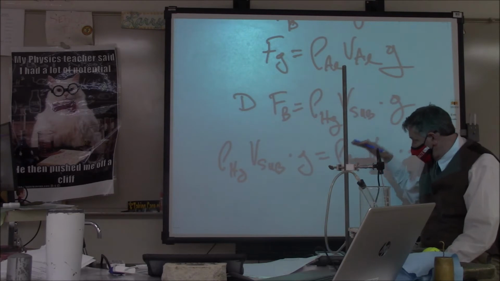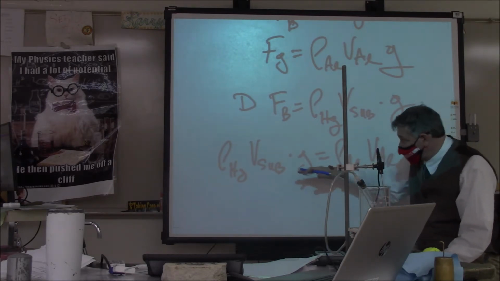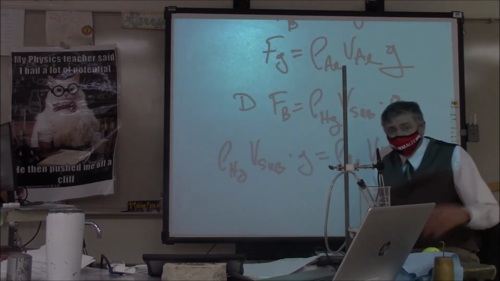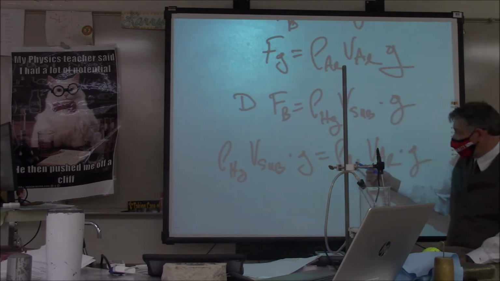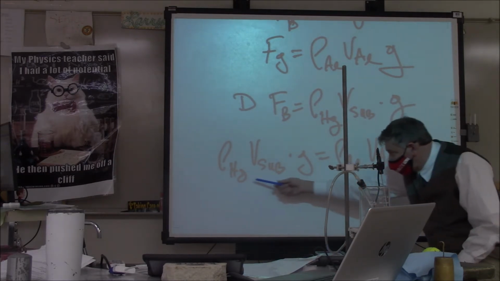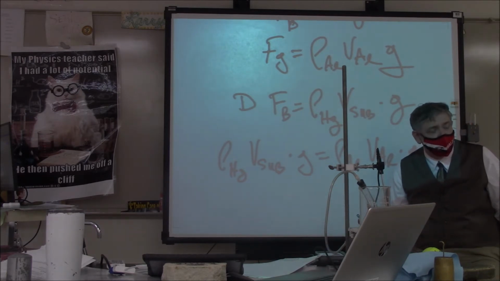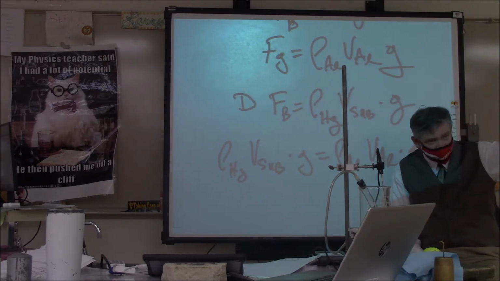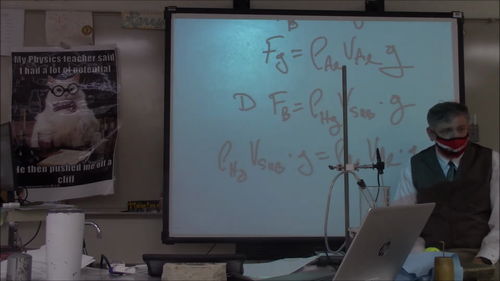So if you take the density of the aluminum divided by the density of the mercury, that's going to equal the volume that's submerged divided by the total volume, because you're just asking for a percentage anyway. So if you take the density of the aluminum divided by the density of mercury, and let's say you get 0.4, what that means is that 40% of that substance is going to be submerged below the surface. That's all you have to do.